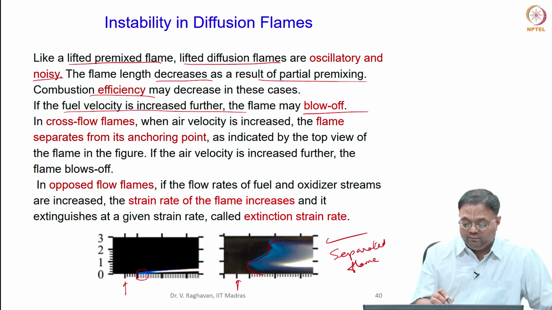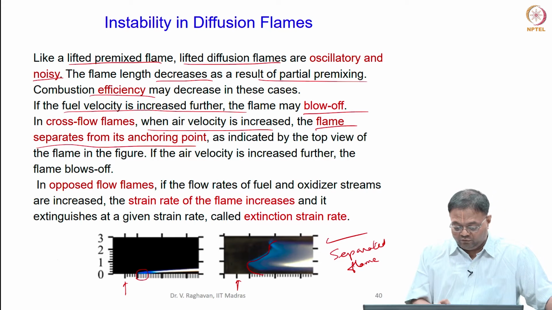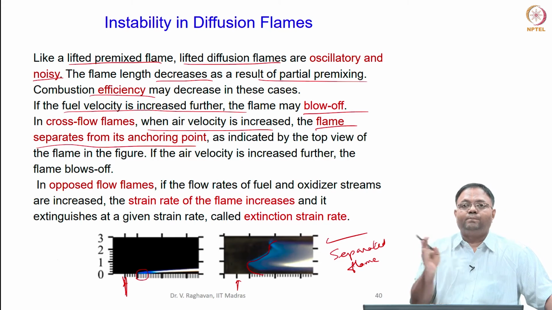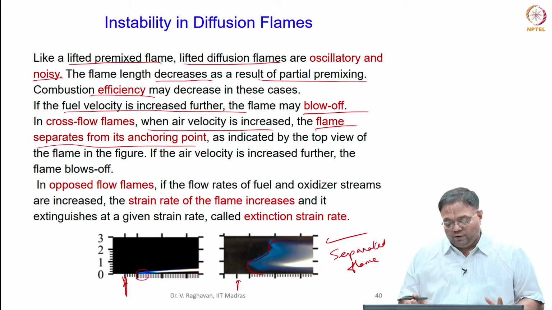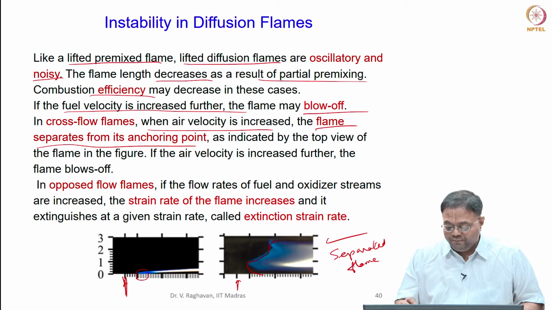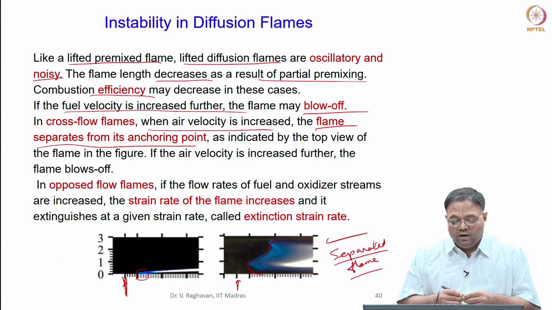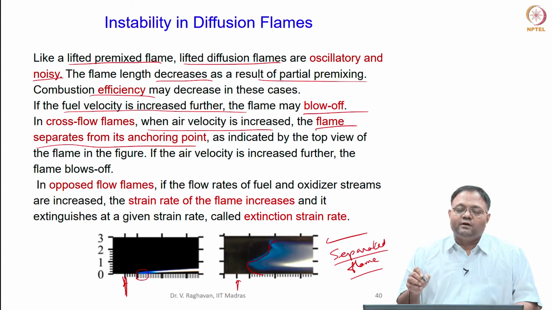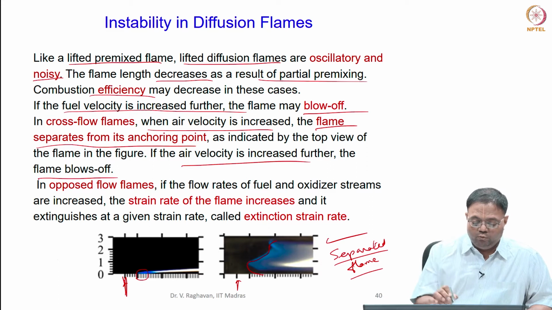Now, in the cross flow flames, when the air velocity is increased, the flame separates from the anchoring points. This is the anchoring point, it separates, moves away, and it is not attached across the width properly either. It is a separated flame which is not anchored properly anywhere, again like a lifted flame, and again you see that incomplete combustion may occur, and whatever disorders we see in the lifted flames, the same will be applicable here also. At a higher air velocity, the flame will blow off.